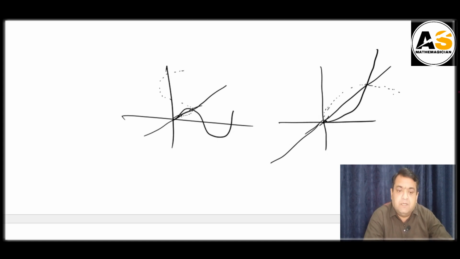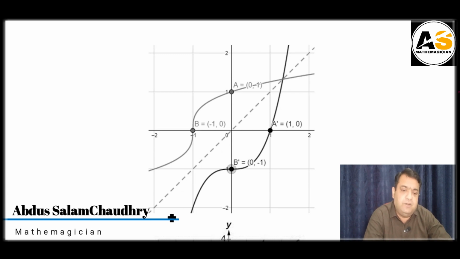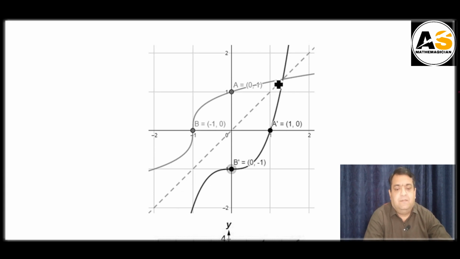Similarly, you see over here, this is the graph of a function whose two points are, this is -1, 0 and this is 0, 1. The inverse of -1, 0 is 0, -1, and the inverse of 0, 1 is 1, 0. This is the y is equal to x line. This light gray line is the graph of the function and this black line is the graph of its inverse, and you can see y is equal to x is its axis of symmetry. The graphs on both sides of this are images of each other.